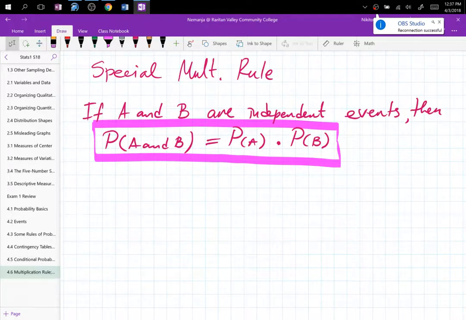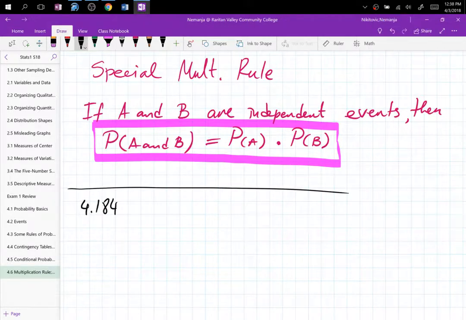So, one more problem from the textbook to practice this, and then we are going to move to 5.1, which is a short section with some details. So this is problem 4.184. It talks about governors. The National Governors Association publishes data on U.S. governors.